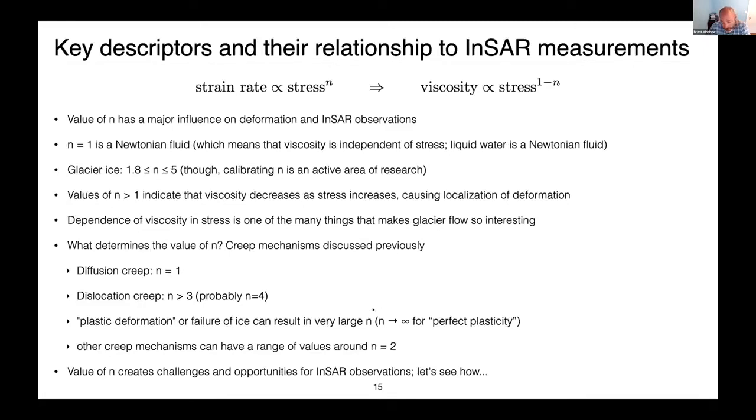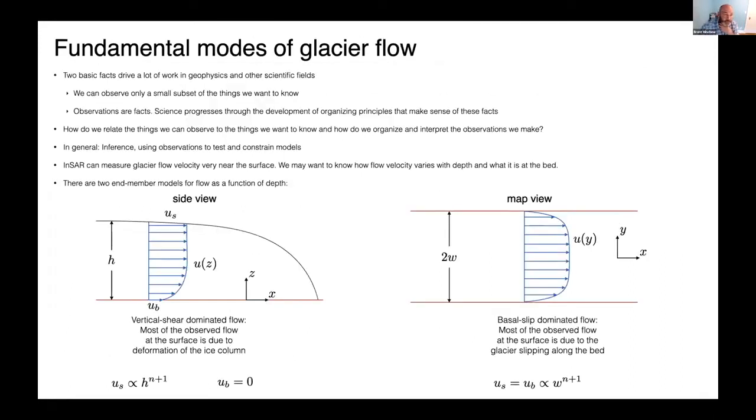And so this kind of thing basically ends up looking like an earthquake, so faulting that you see in the InSAR observations you saw before. The creep mechanisms have less interesting values of n, they're closer to 1. So this value of n really creates these interesting challenges and opportunities for InSAR observations, and we're going to dive into how that works now.